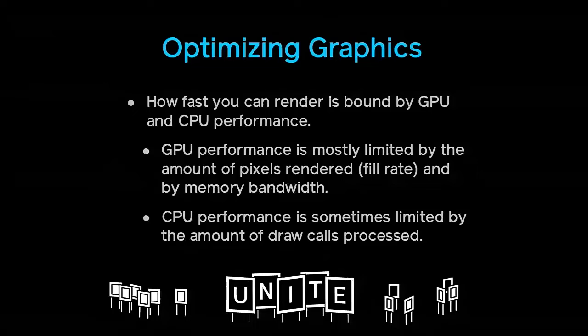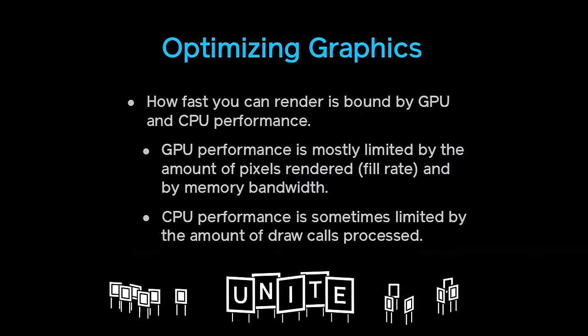So GPU performance is mostly limited by two factors, which is your fill rate, which is how many pixels the graphics card can render per second, and memory bandwidth, which is how much memory you need to pull in to render your scene. And the limiting factor for CPU performance is the overhead induced by draw calls. Whenever anything is rendered on the screen, the CPU will set up all the state for the material you're using and then send your meshes to the GPU to render. And each of these rendering commands is known as a draw call and induces an overhead on the CPU.